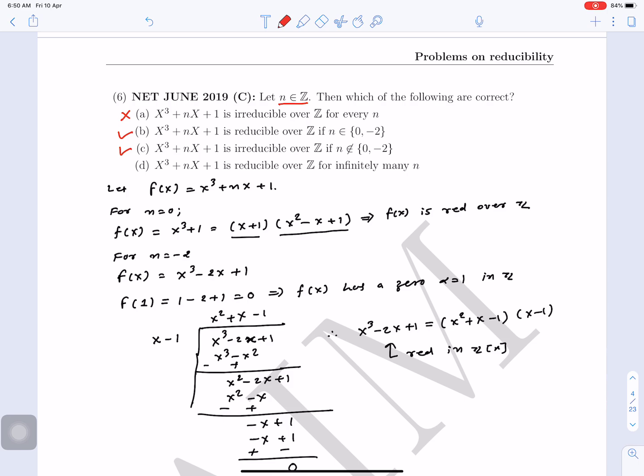So we have proved in option B that f(x) is reducible only for 0 and minus 2, and it is irreducible otherwise. So ultimately it is reducible over Z only for finitely many values, and in option D they say it is reducible over Z for infinitely many n. So that is wrong. So option D is incorrect.